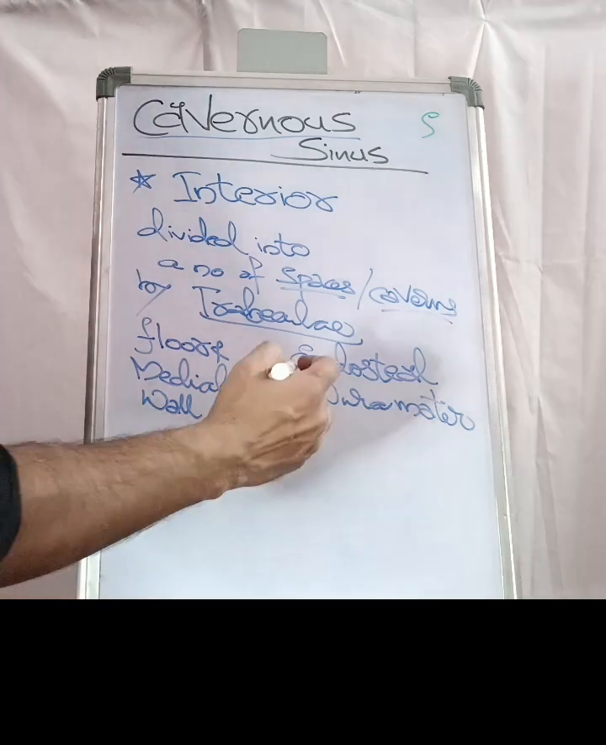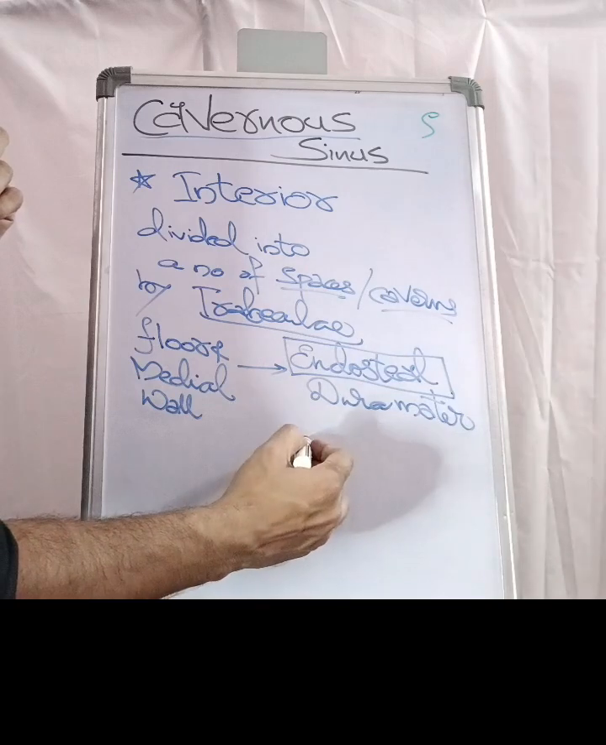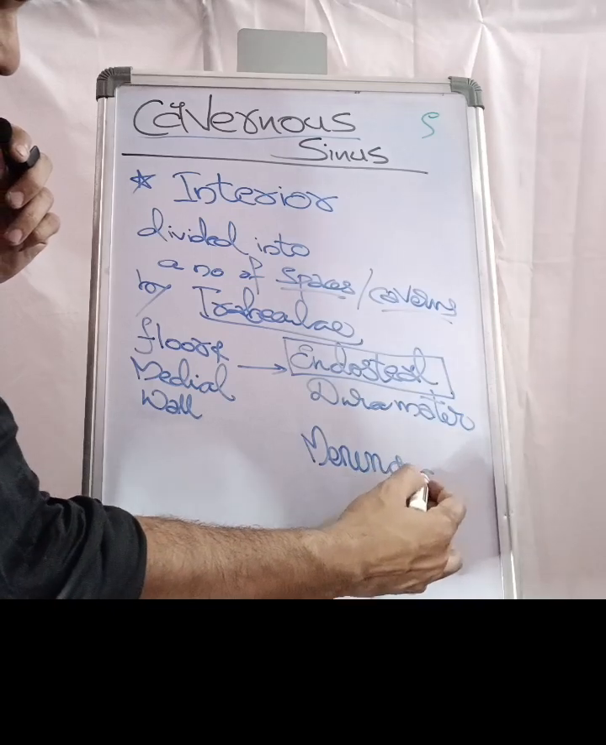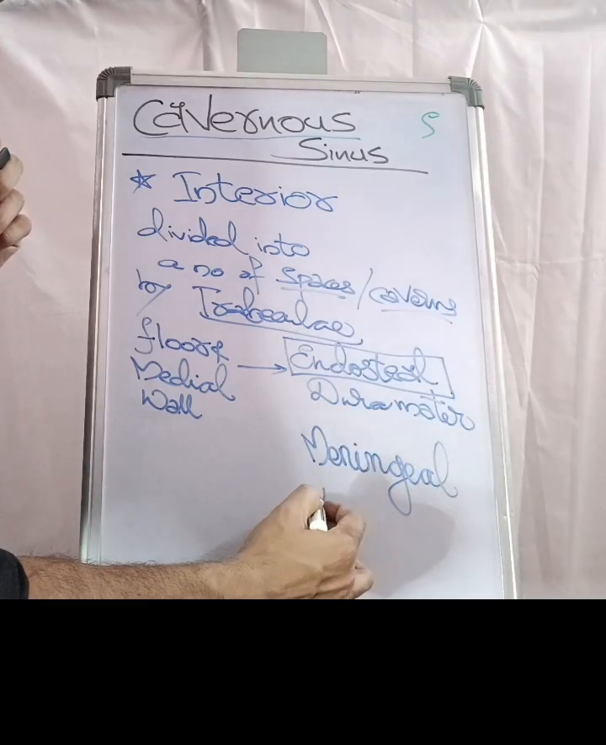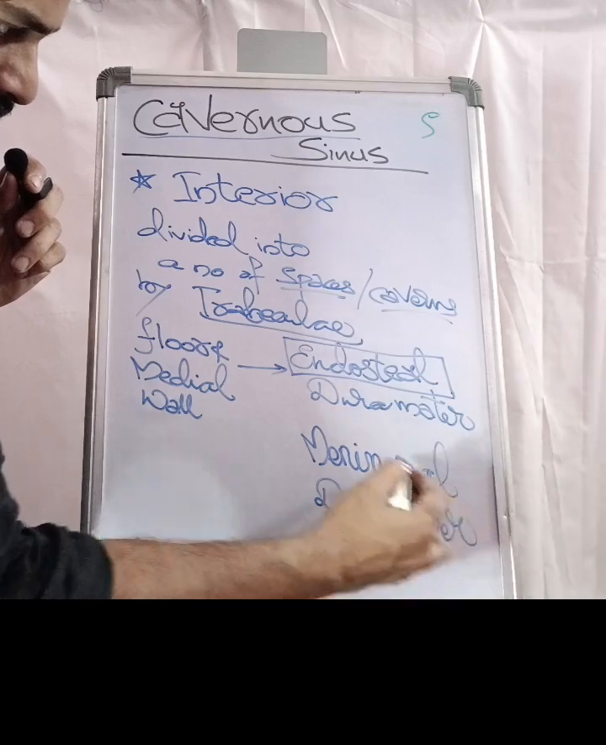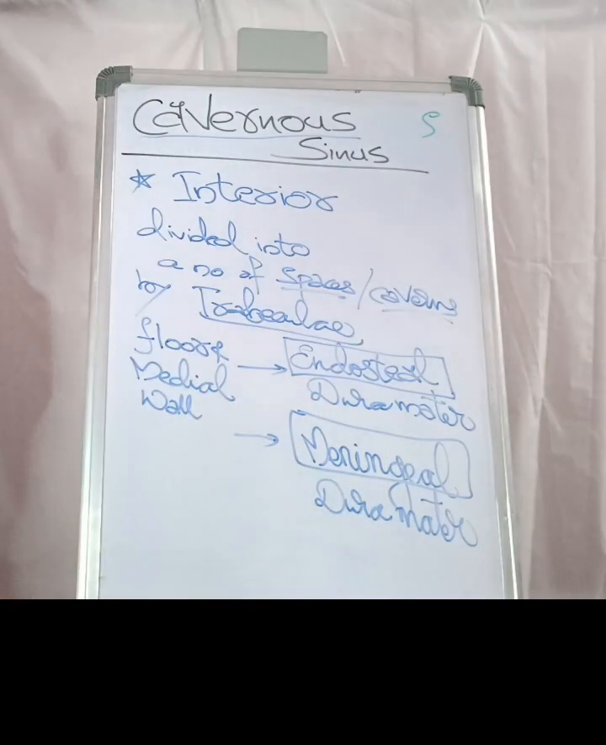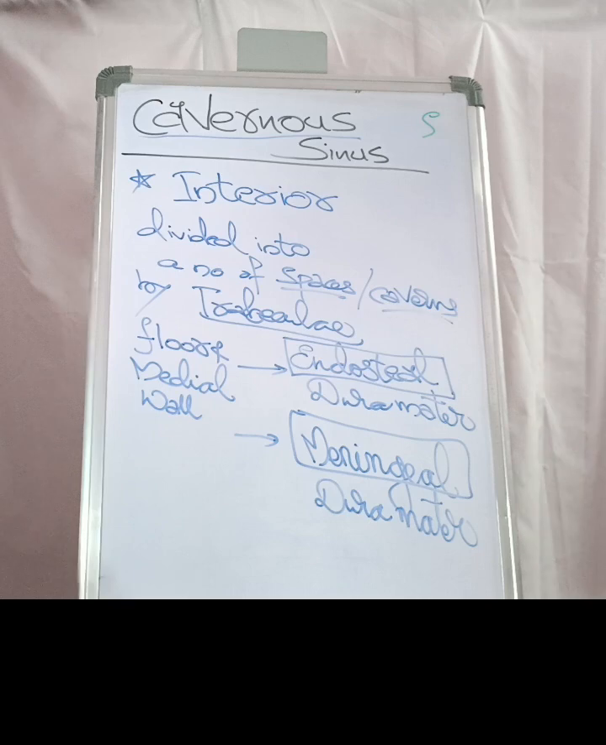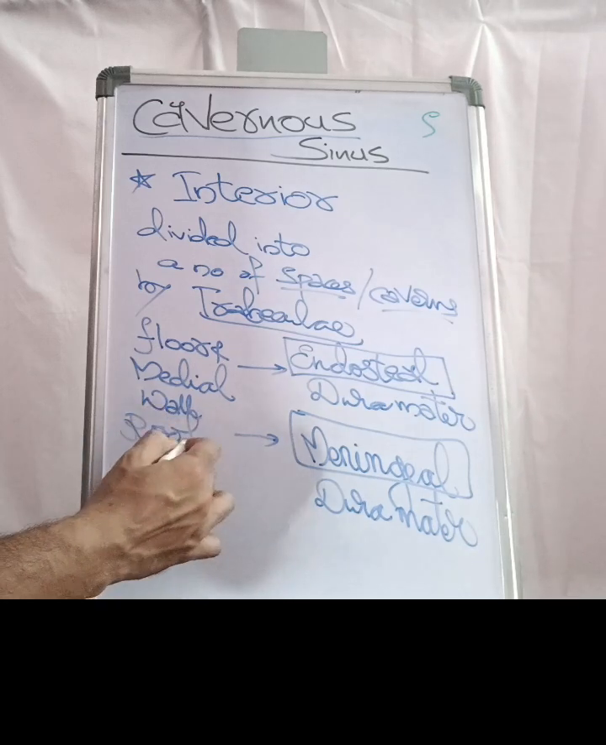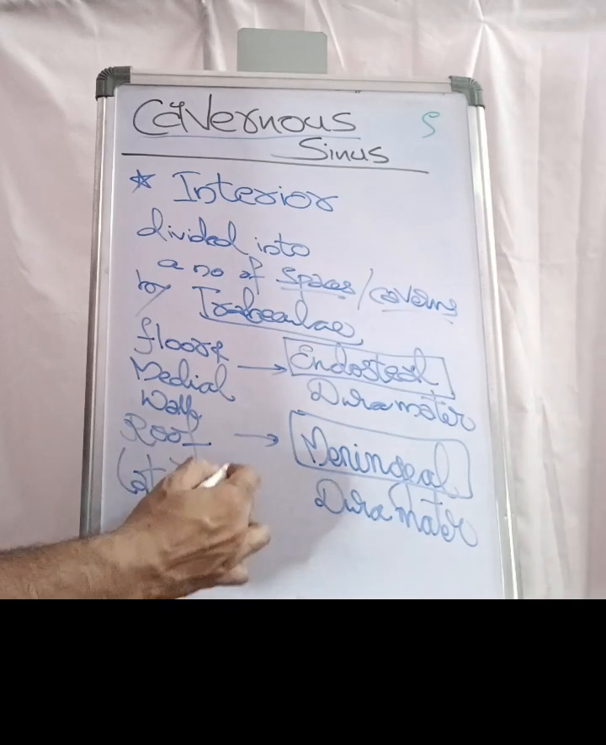Okay, the term is endosteal. Another term is meningeal dura mater. Okay, meningeal dura mater. This meningeal dura mater forms the roof and lateral wall.